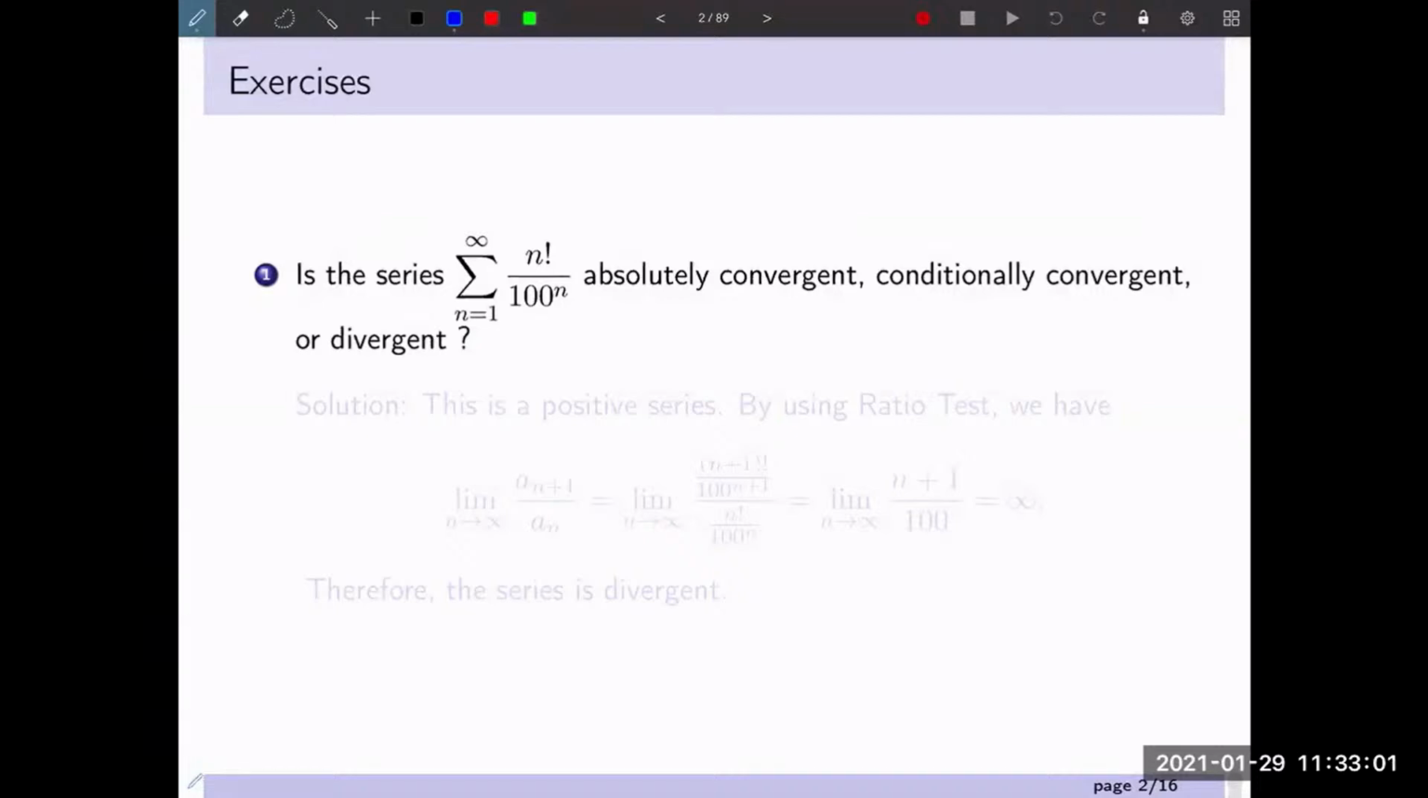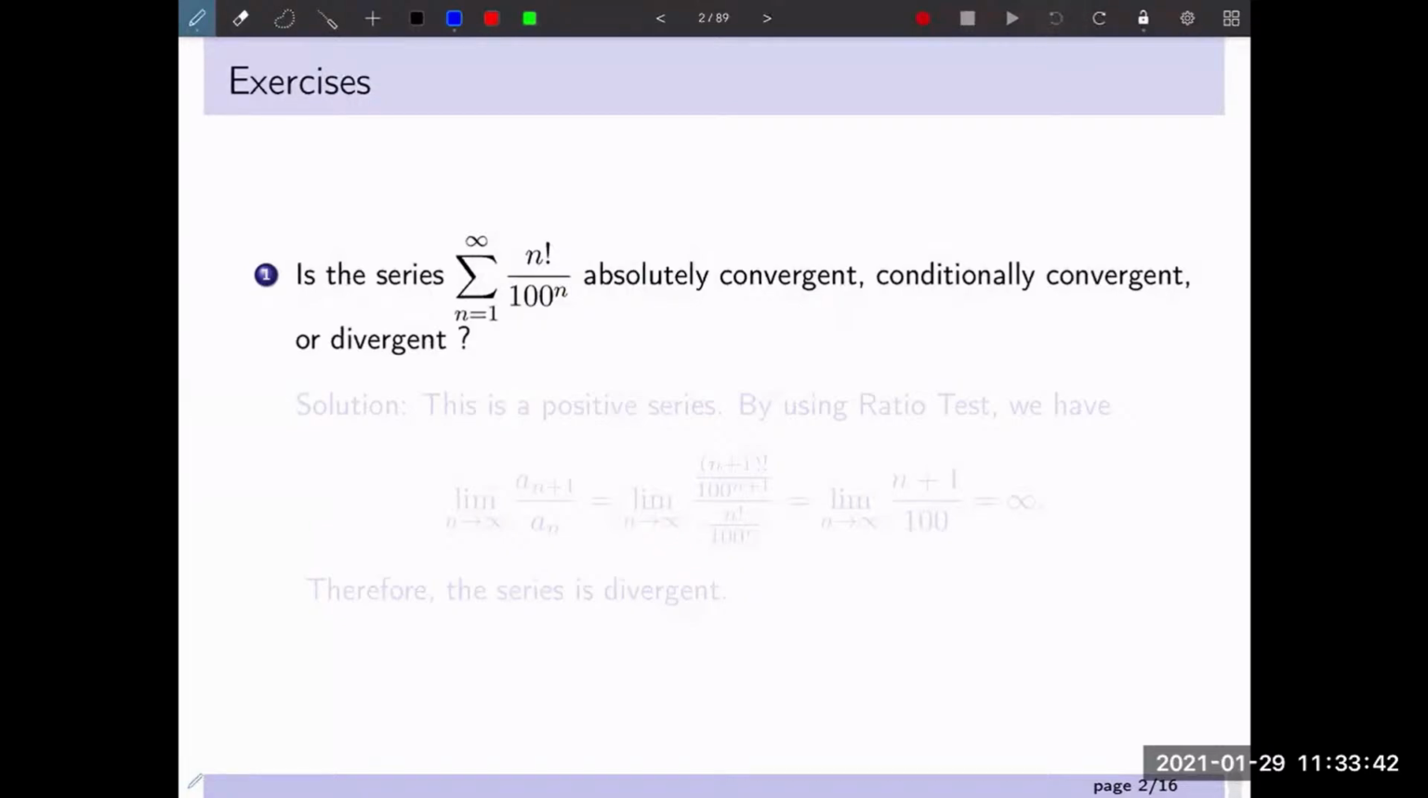So the first question is about positive theories. So every term is positive. Okay? So the question is whether this theory is absolutely convergent or not, or conditionally convergent. First, this is a positive theory. For positive theories, convergent is equivalent to absolutely convergent, right? Absolutely convergent is simply considering the absolute value of this series. But this is a positive theory, so the absolute value of every term is itself.